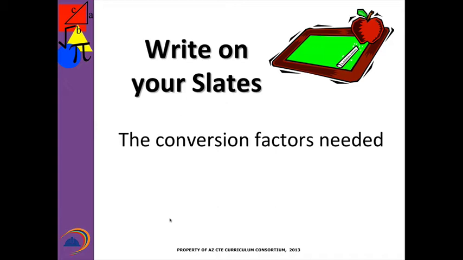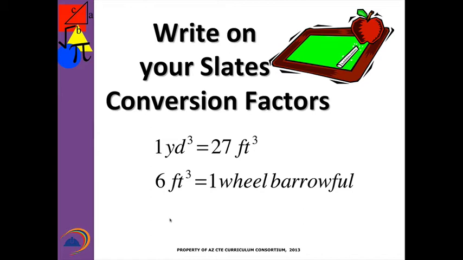Teacher, have the students show you the video or show you the slates when they are ready. All right, let's check. 2 conversion factors. 1 cubic yard is equal to 27 cubic feet, because a cubic yard is 3 feet by 3 feet by 3 feet, and each one of our wheelbarrows was 6 cubic feet. So let's go ahead and see. Let's go to our PowerPoint, to our slate and see what we have.